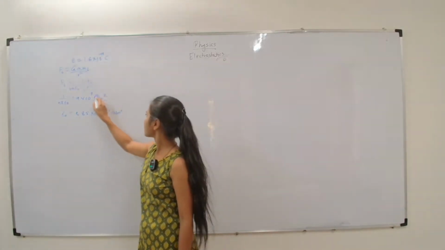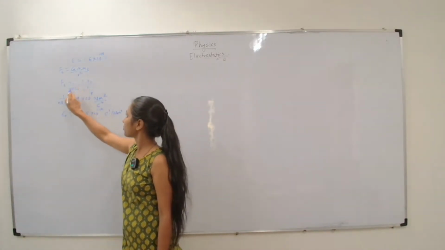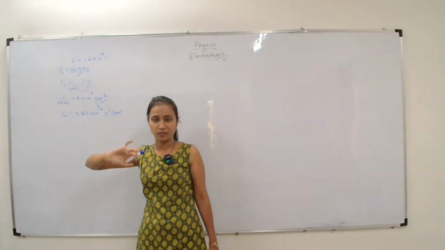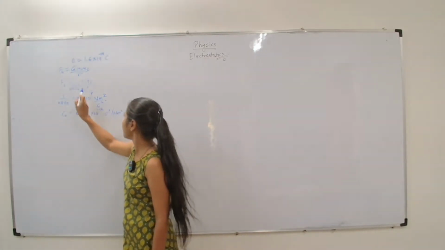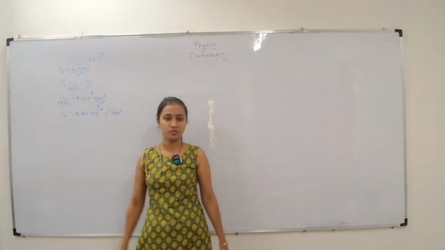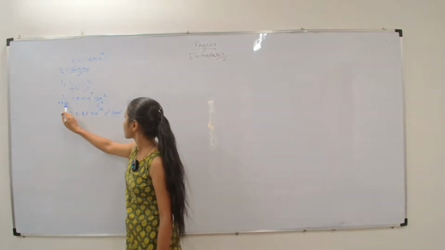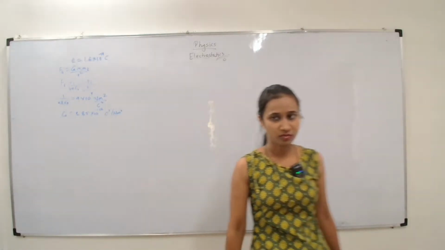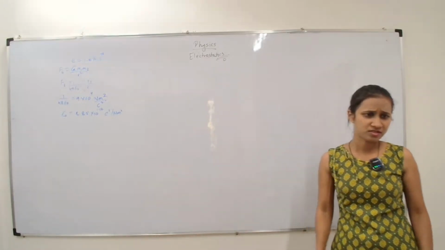हे unit कसं काढलं जातं? इथे है ना 1 upon 4 pi epsilon naught. R square will go here and Q1, Q2 will go to the denominator. So the unit is Newton meter square per coulomb square. And the unit of this epsilon naught is the reciprocal, coulomb square per Newton meter square. These are your constants. Okay?